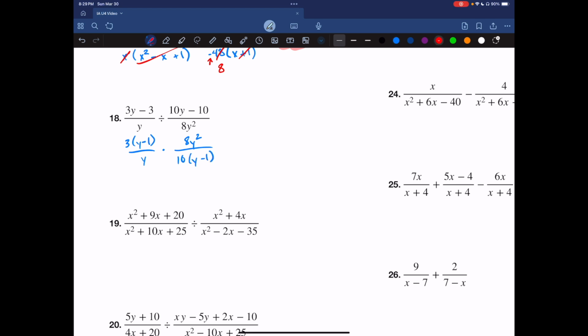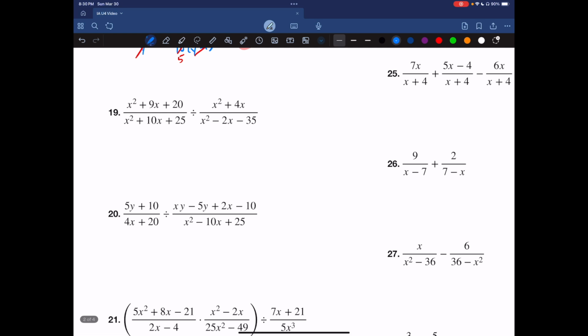All right. So the y minus 1 is going to leave. 2 goes into 8 4 times, and into 10 5 times. Get rid of the y's, y left over. So it's going to be 3 times 4 times y is 12y over 5.